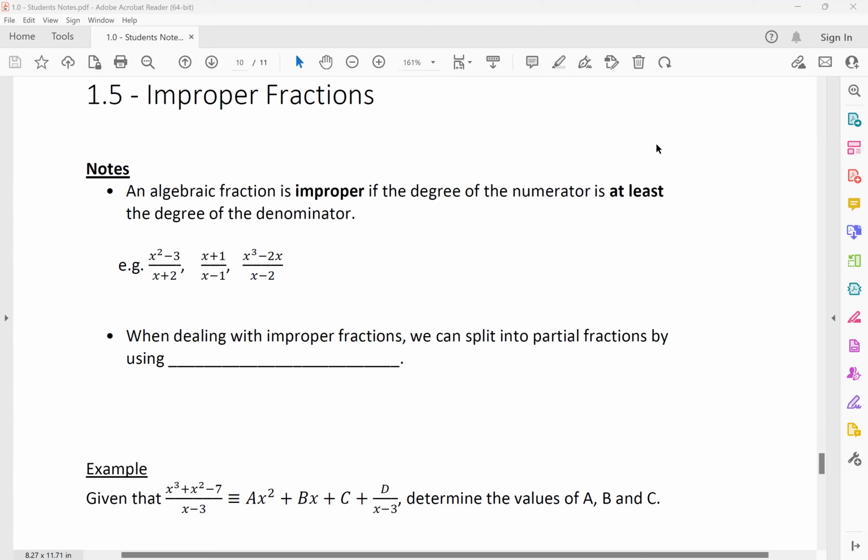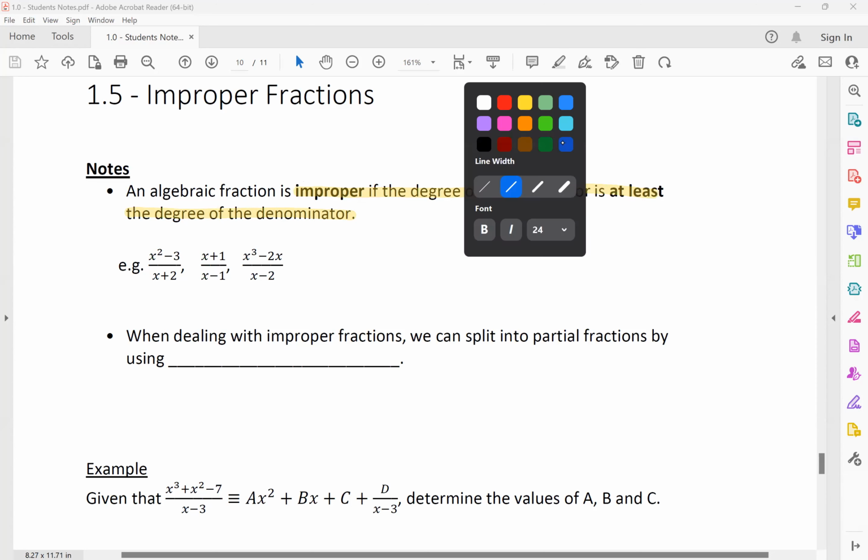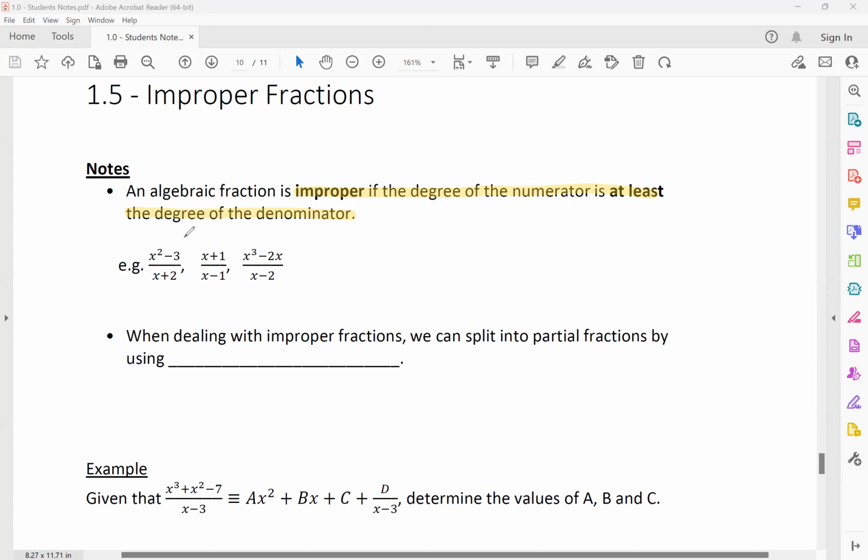First of all, an algebraic fraction is improper if the degree of the numerator is at least the degree of the denominator. For example, (x squared minus 3) over (x plus 2). That is improper because x squared compared to x to the power of 1. x to the power of 1 over x to the power of 1, that's also improper. x cubed over x to the power of 1, obviously improper.